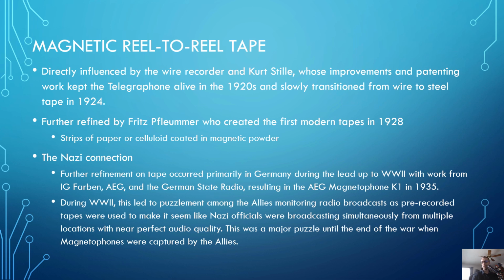Now, here's the part that always is a little troubling. There is a very large connection to Nazi Germany with the reel-to-reel tape. Further refinements on tape occurred primarily in Germany during the lead-up to World War II, with work from chemical company IG Farben, electronics manufacturer AEG, and German State Radio.